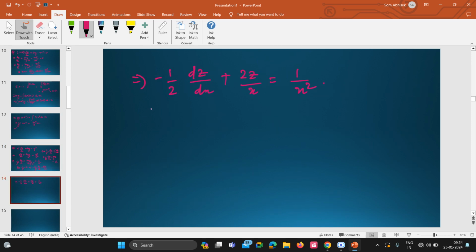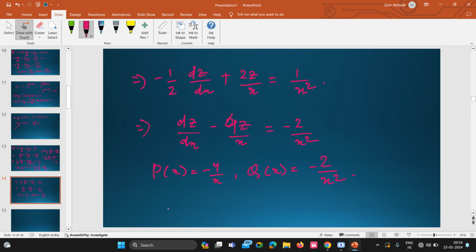Now see, this is your standard form. I will just take out this minus 2 here. So minus 2 times: dz by dx minus 4z by x is equal to minus 2 by x square. So it is the same form now. Px is minus 4 by x, and Qx is minus 2 by x square.